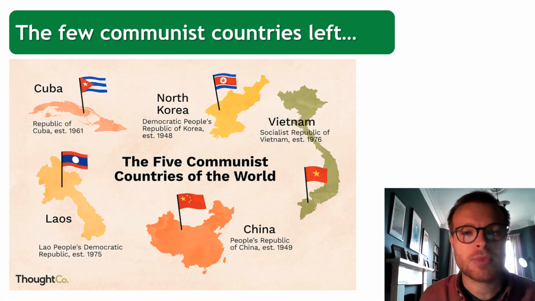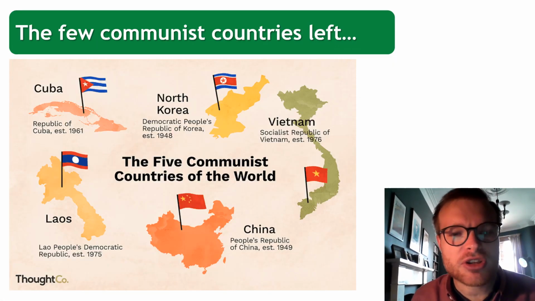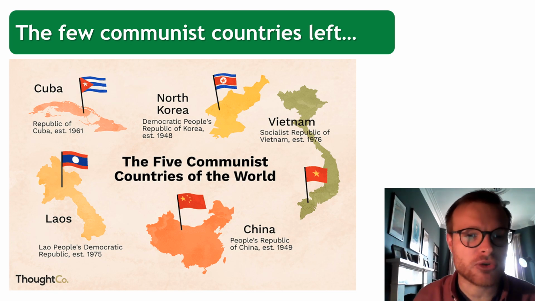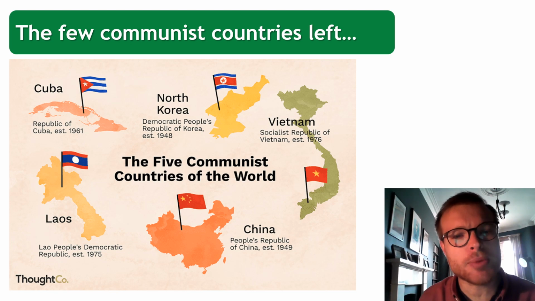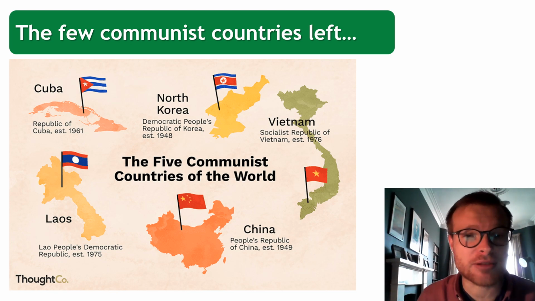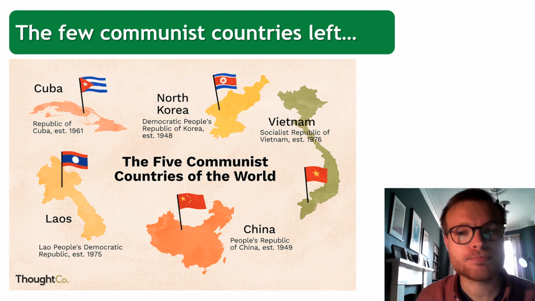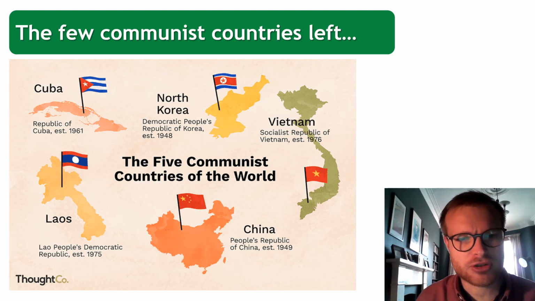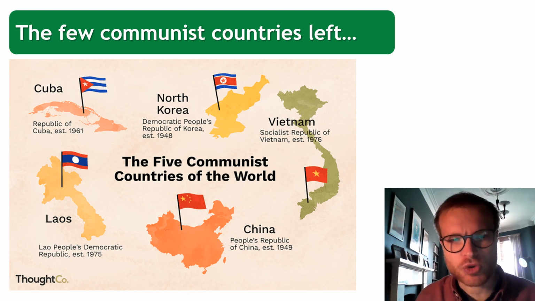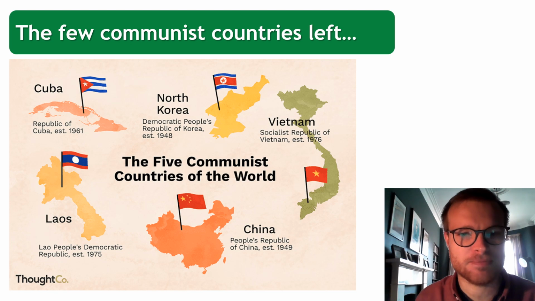Okay? Now, there are only 5 countries left in the world that identify as being communist. Cuba and North Korea, you're actually going to look at in more detail with Mr. Gifford as 2 case studies of communism, and 2 quite different case studies of communism as well. Vietnam, China, and Laos are also communist countries. You see, apart from Cuba, which is in the Americas, all of the countries are in Southeast Asia.